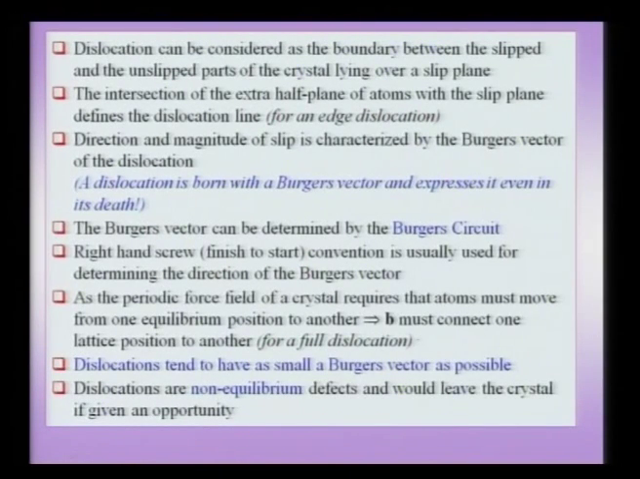So let us summarize some of the important things we have considered so far with regard to dislocations, the edge dislocation especially. A dislocation can be thought of as the boundary between the slipped and the unslipped parts of a crystal lying over the slip plane. Again, this is just a way of visualizing the edge dislocation, and often, if a dislocation exists in a crystal, you cannot tell which is the slipped part or which is the unslipped part.